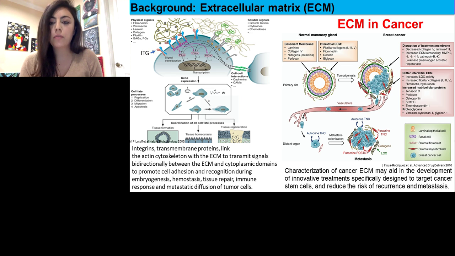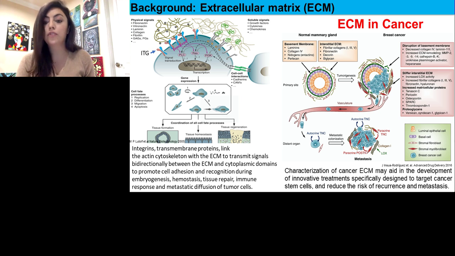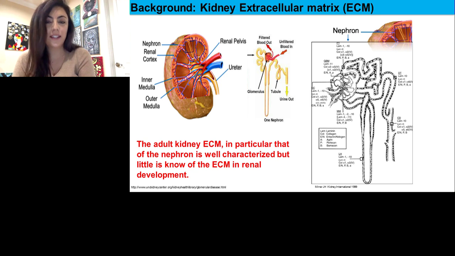So this brings in an important concept, the fact that we need to be able to characterize the extracellular matrix of cancer in order to develop newer, innovative treatments specifically designed to target specific parts of the cancer, such as cancer stem cells, and in a way to reduce the risk of recurrence and metastasis. I will also be discussing the kidney.